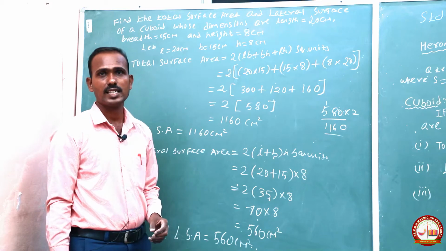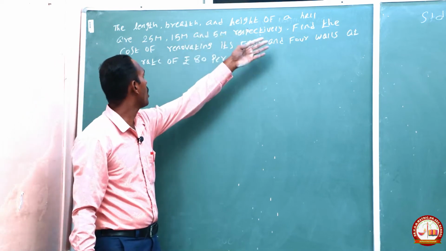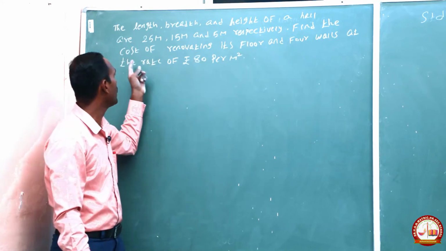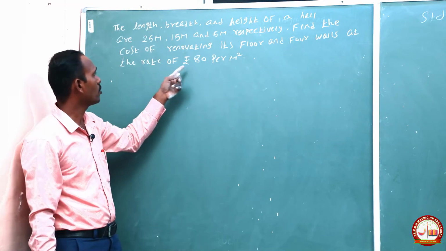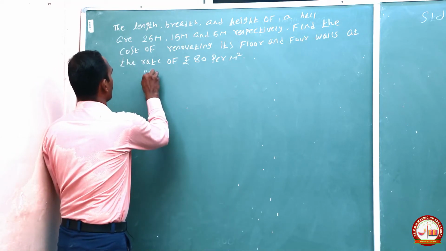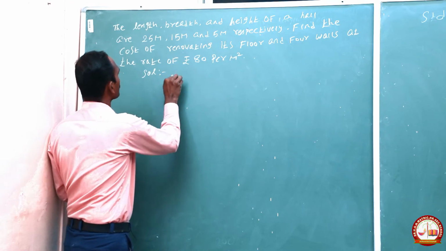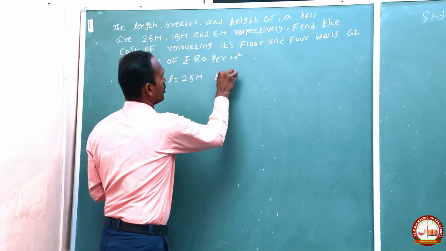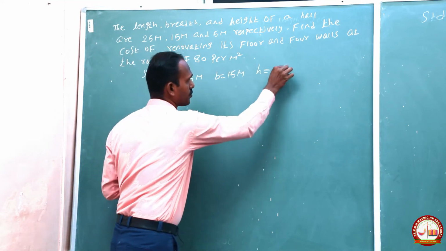Okay students, we see the next sum. What is given here? The length, breadth and height of a hall are 25 meter, 15 meter and 5 meter respectively. Find the cost of renovating its floor and 4 walls at the rate of rupees 80 per meter square. Okay, so solution here, let L equal to 25 meter, B equal to 15 meter, and H equal to 5 meter.